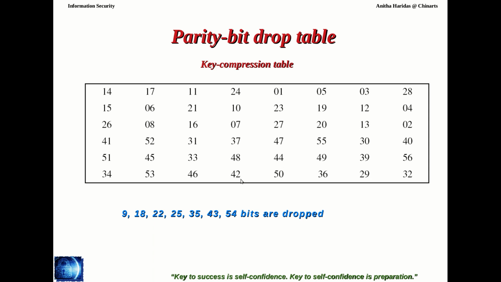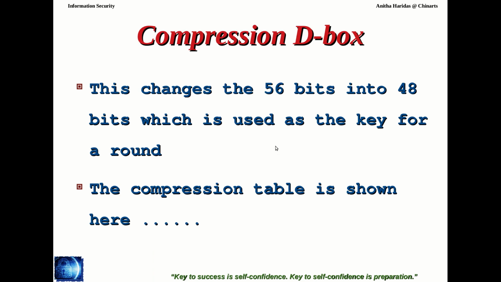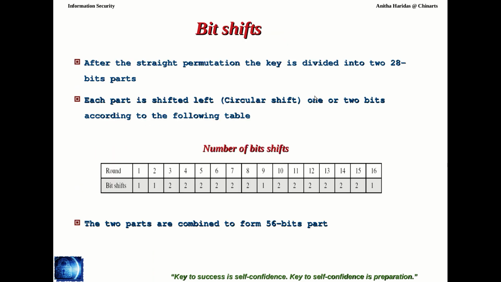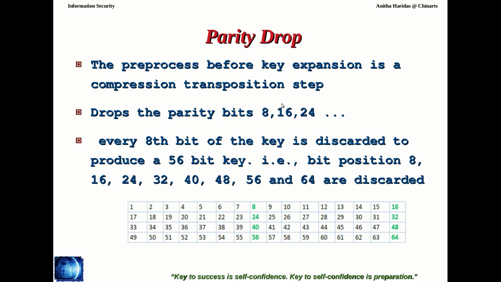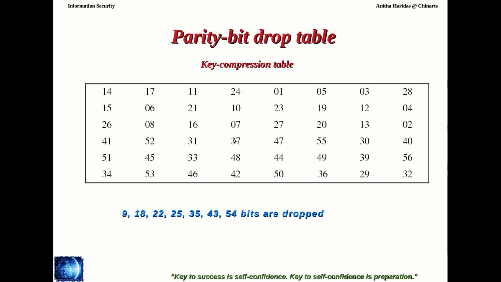So that means from the 56 bits, the 14th bit will be the first bit, the 17th bit will be the second bit, the 11th bit will be the third bit, the 24th bit will be the fourth bit, and so on, right? So using this table, the 56 bits which we get from the shifting will be generating 48 bits based on this particular table.